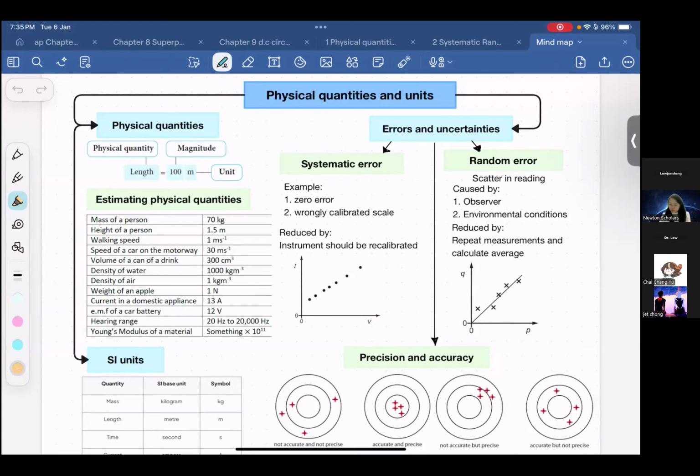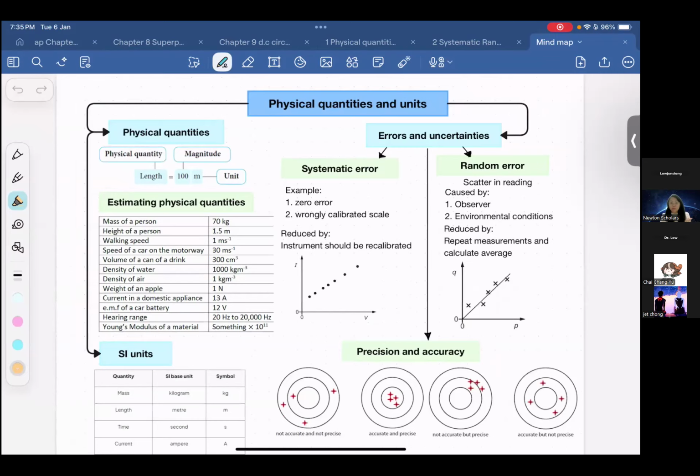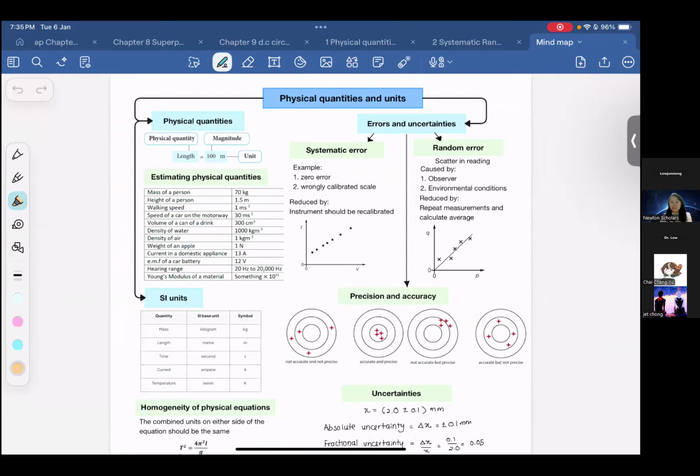Okay, we are learning at A level, the year 12 syllabus. In year 12, we will have 11 chapters in total. So right now, I will go through the mind map and let you know what we will learn in our A level for year 12. In chapter 1, we will learn about physical quantity and units.